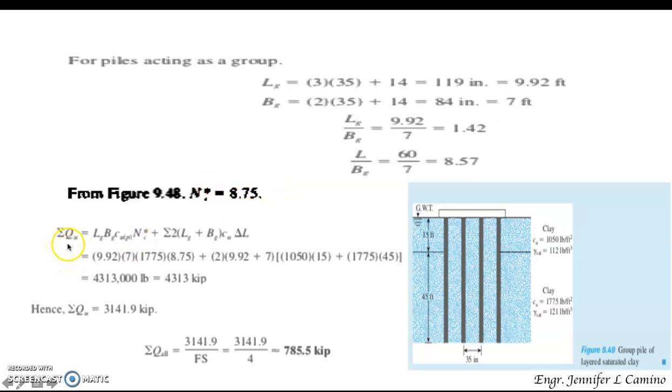So we can now get the summation of Q sub U. We simply have to substitute that to the values of our parameters. To simplify, we get now 4,313 kips. And the summation of the allowable pile capacity is equal to Q sub U over Fs. So it gives us 785.5 kips.